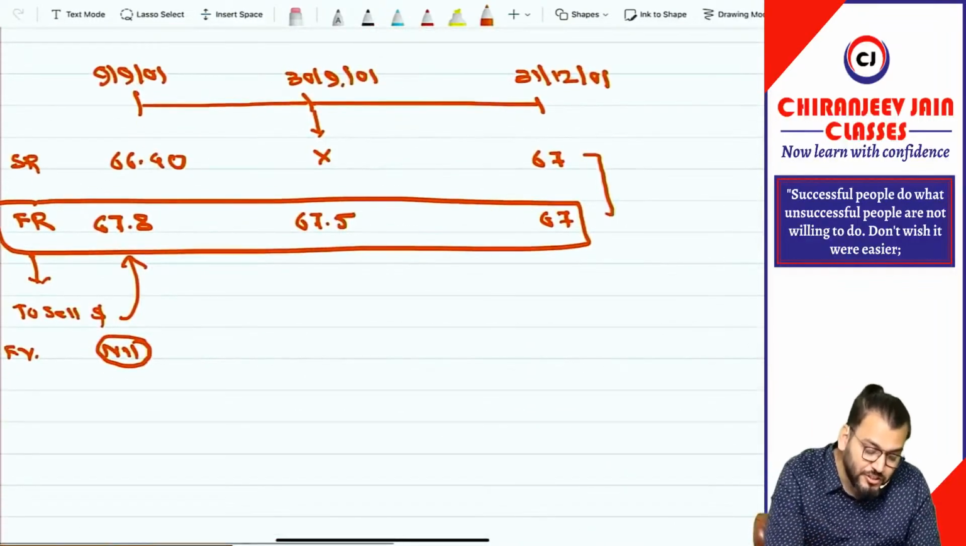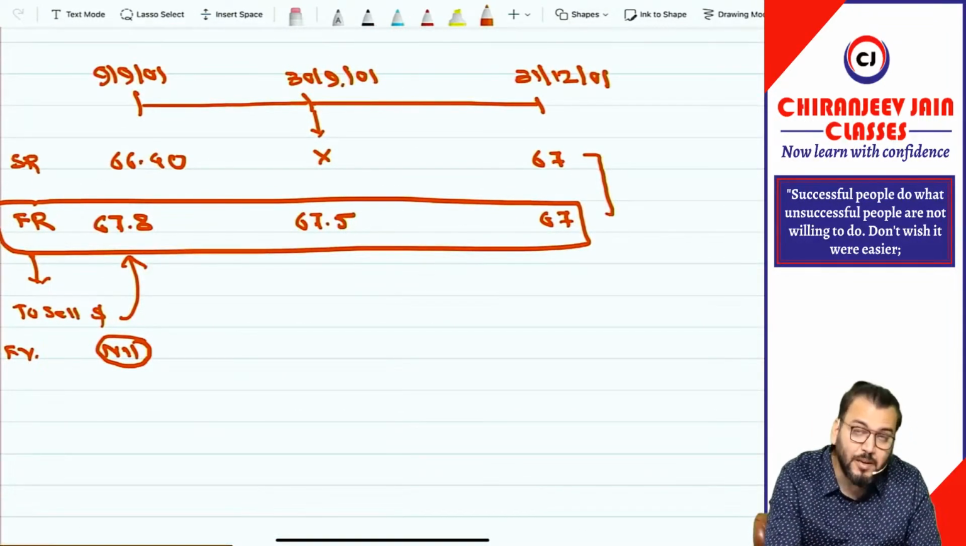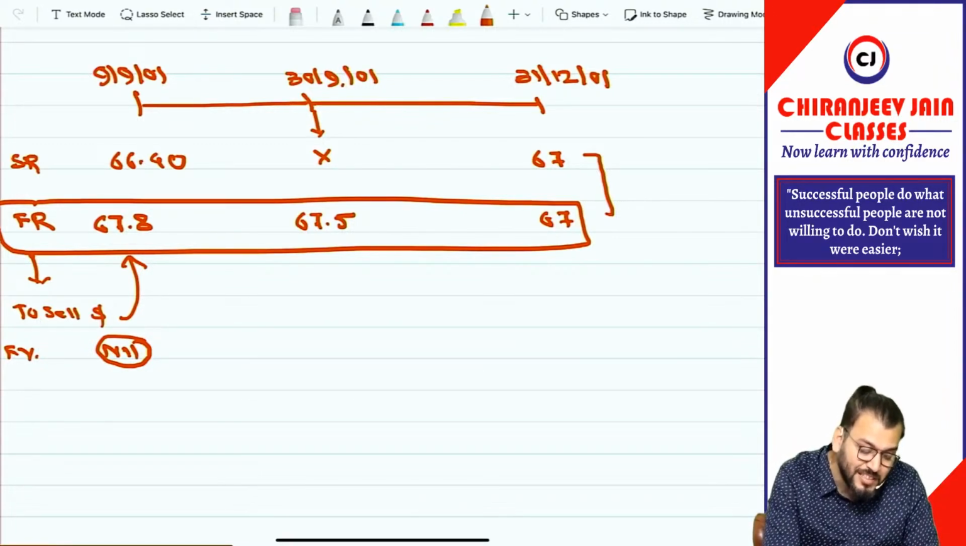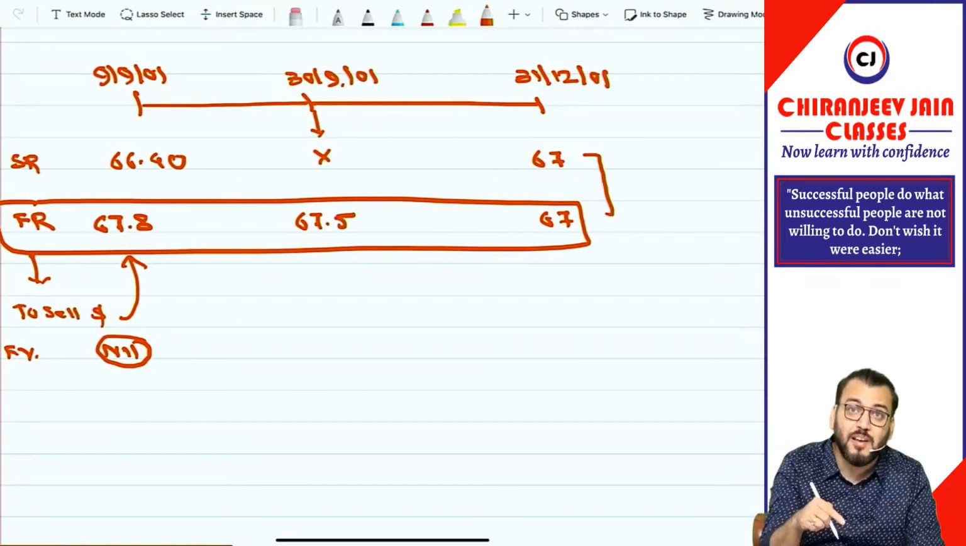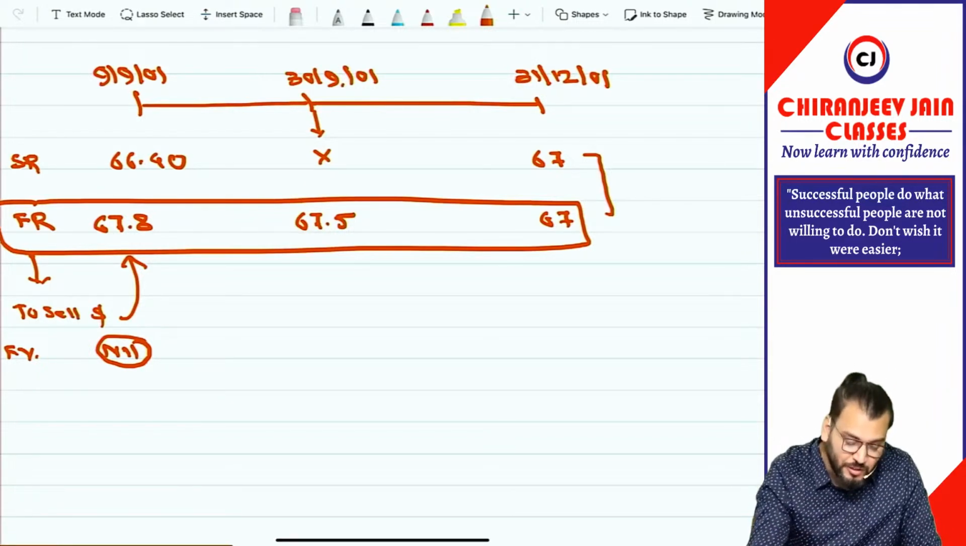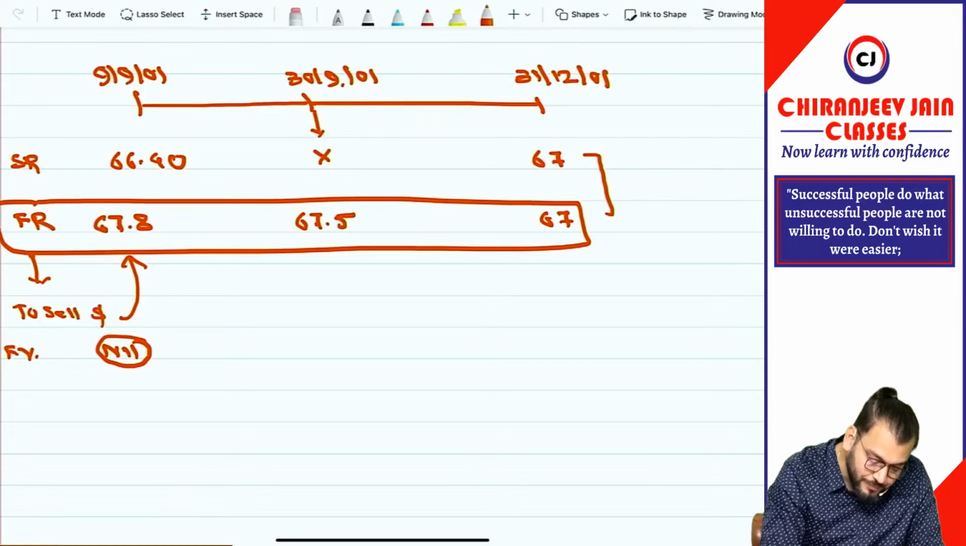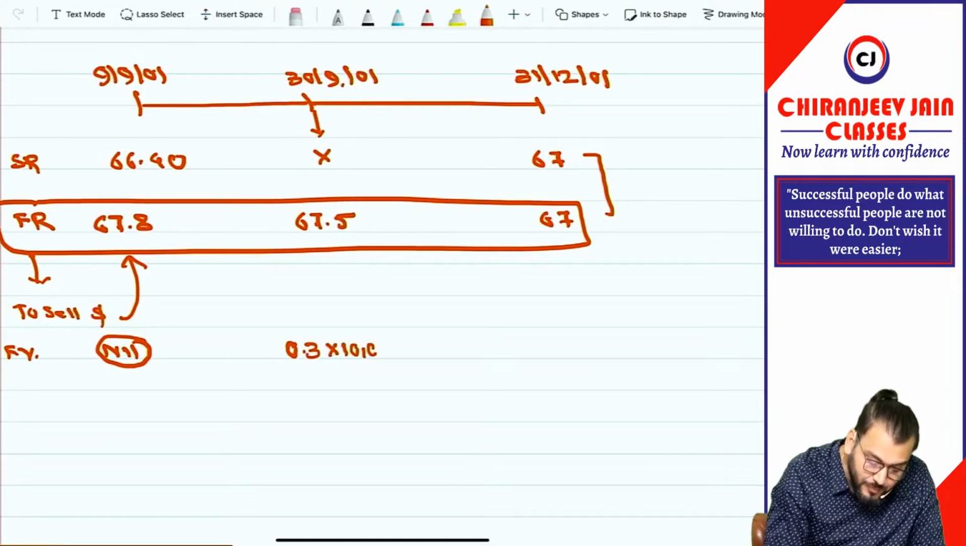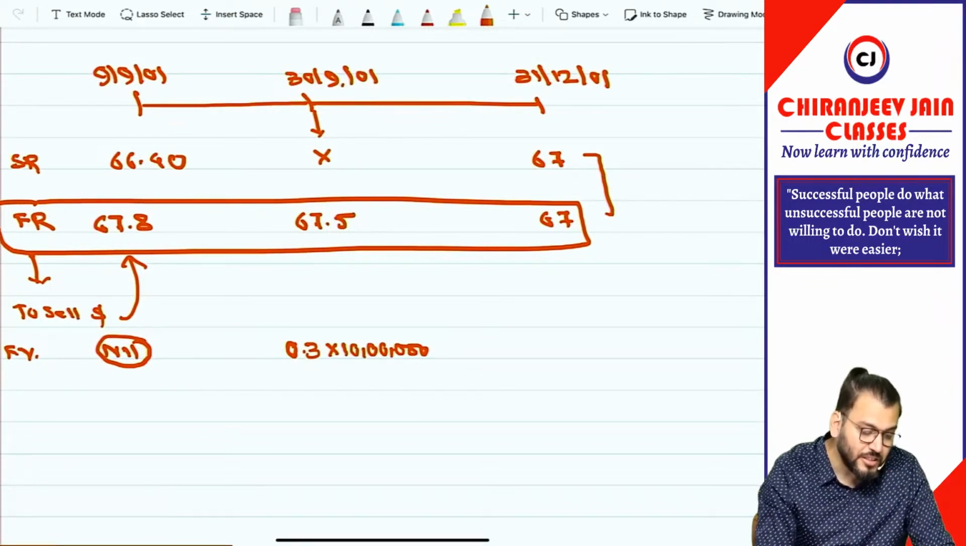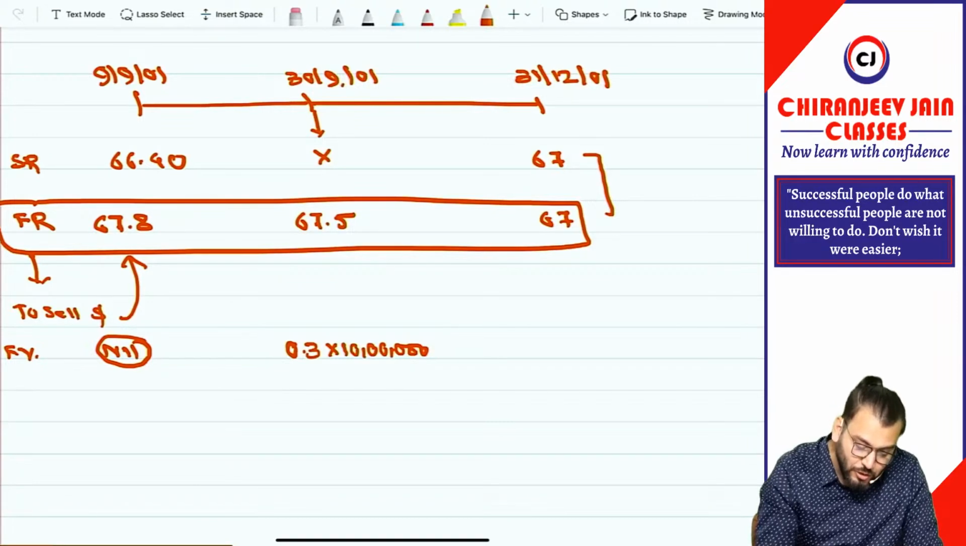Now what happened? The rate 67.8 becomes 67.5. It means even though the dollar rate is 67.5, you can sell at 67.8. So there is a favorable situation. So what is the fair value? Fair value becomes 67.8 minus 67.5, which is 0.3, into 10 lakh. This becomes the fair value of the forward contract. Have you understood this point?